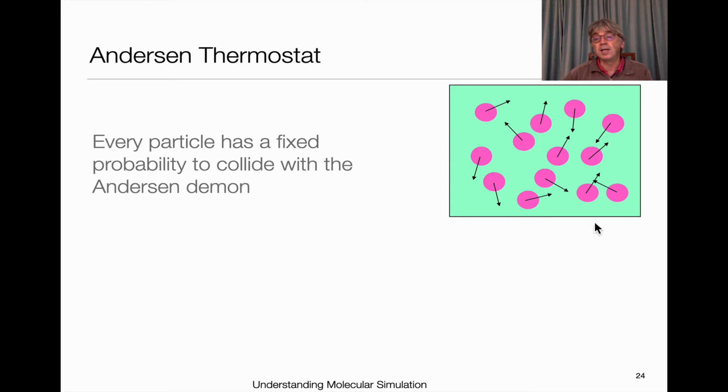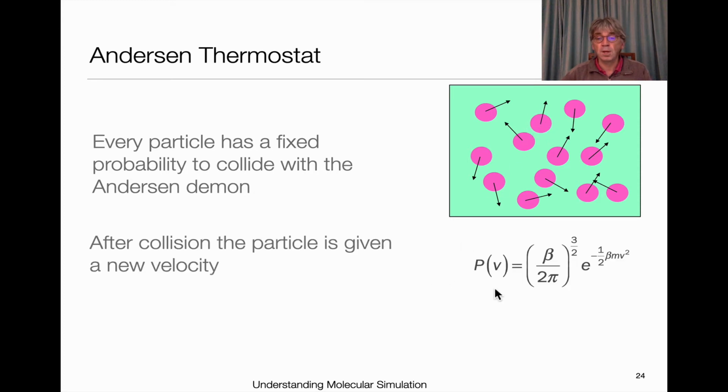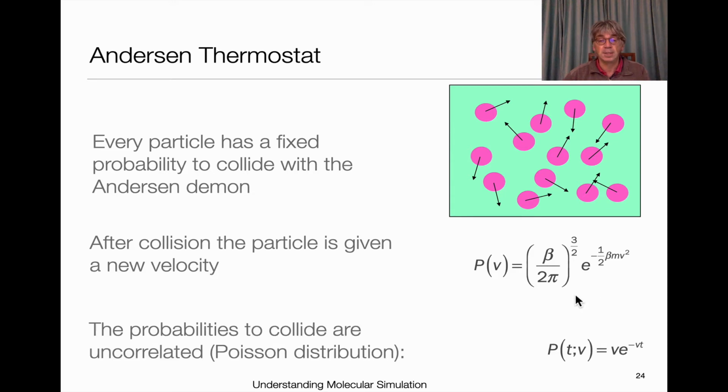So what is the idea in the algorithm? You select a particle at random, and then you give this particle a new random velocity from the corresponding Maxwell distribution, which corresponds to the temperature you would like to simulate. This is the velocity distribution that depends on beta, the particular temperature we're interested in.